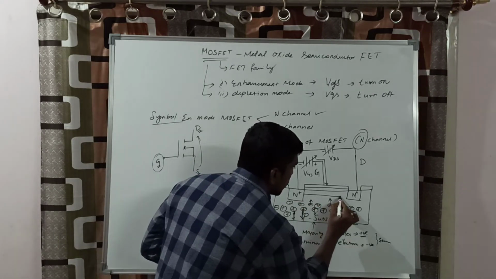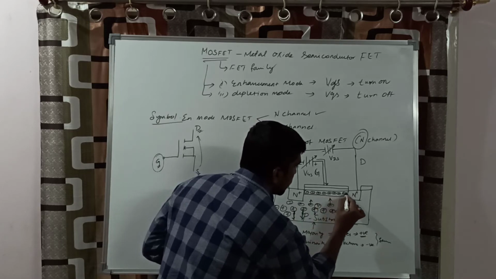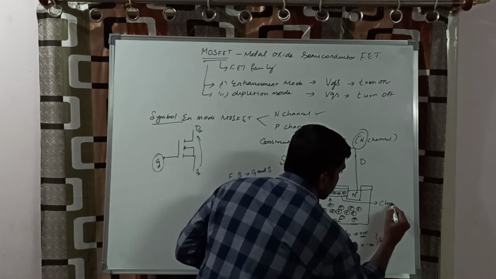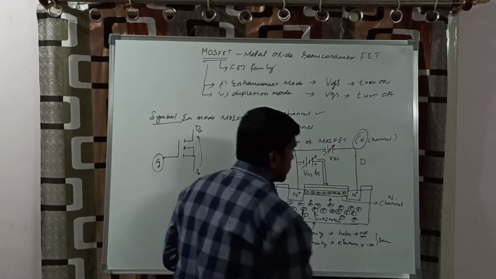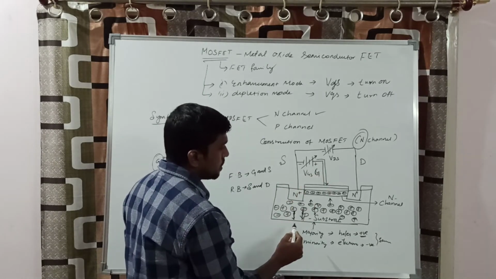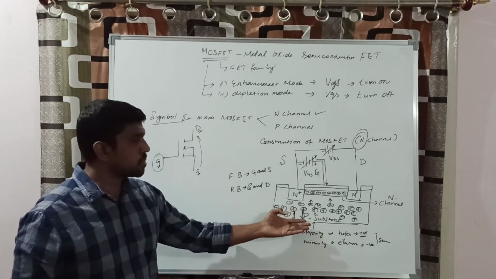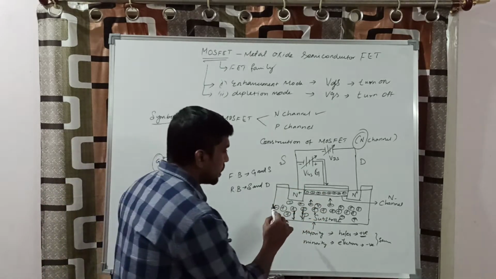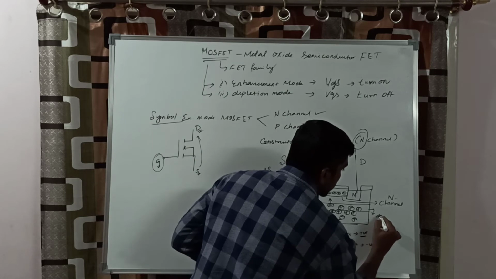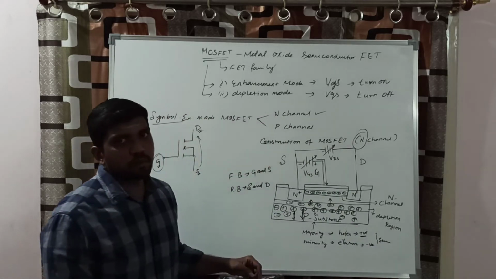Now all the electrons are placed near the gate. This layer is called the channel. It's an N channel. After applying the Vgs and Vds, all the holes deposit below, towards the substrate. Electrons are moved towards the gate. Now here one layer is formed, called the depletion region.